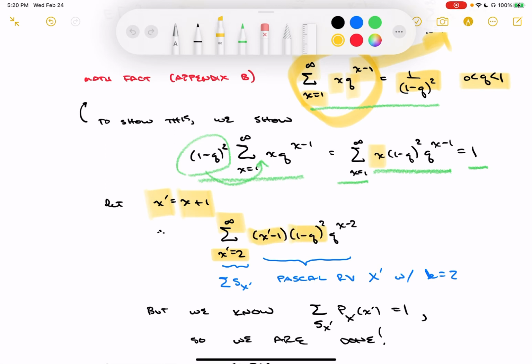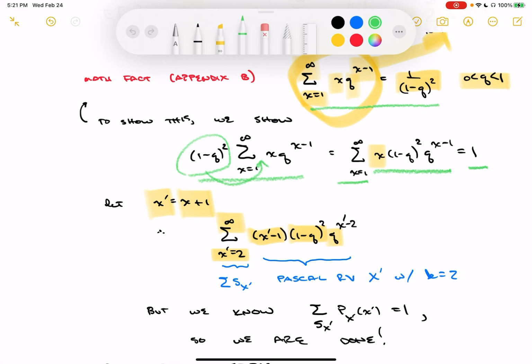I still have the 1 minus q squared, and I have a q, right? It's going to be raised to the, what was x again? x prime minus 1 minus another 1 would be x prime minus 2. Why did I do all of this? Why was that somewhere sensible to go?